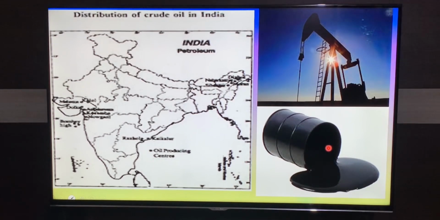Observe this picture, children. Petroleum. This is a picture of crude oil which is later converted into petroleum. And in these states we get petroleum: Gujarat, Maharashtra, Andhra Pradesh, Assam.